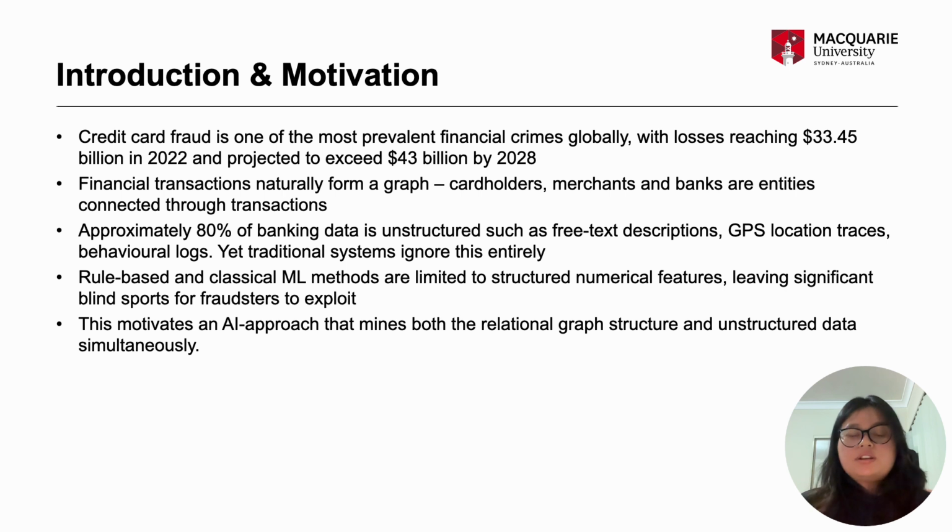What drew me in was realizing that most people frame fraud detection as a simple classification problem. They look at a transaction, decide if it's fraud, but that misses something fundamental. Transactions don't happen in isolation. Every purchase connects a cardholder to a merchant, to a bank, and that relational structure is rich with information. On top of that, most contextual data like transaction text, location history, and behavioral patterns is unstructured, and traditional systems throw all of that away. That felt like a significant and addressable gap, which is exactly what motivated this report.